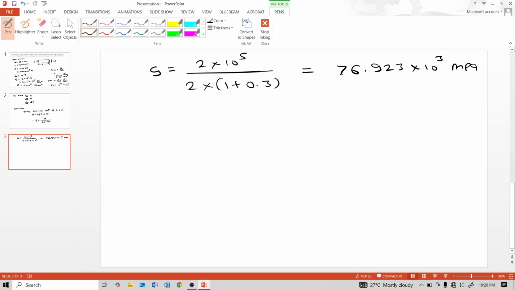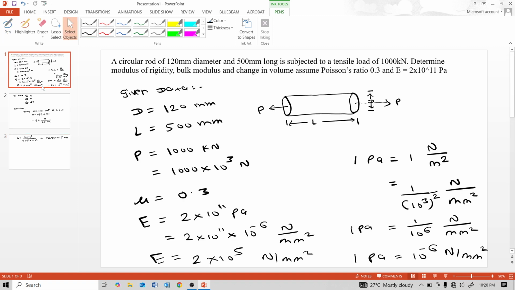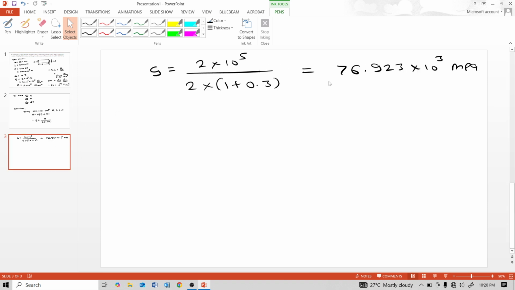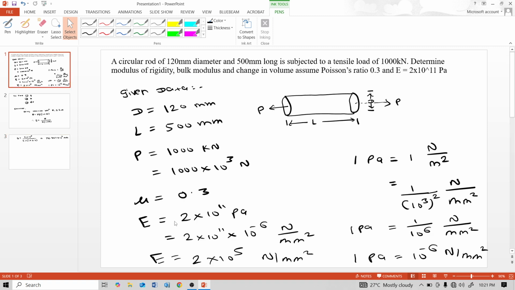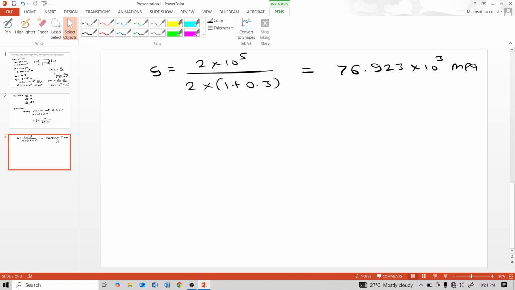That means approximately 77 into 10 raised to 3 MPa. Here Young's modulus is 200 into 10 raised to 3 MPa, and shear modulus is 77 into 10 raised to 3 MPa. Young's modulus is generally always greater than the shear modulus. That means this is a checkpoint: check whether our answer is correct or not. The shear modulus is required to be less than the Young's modulus. Okay.